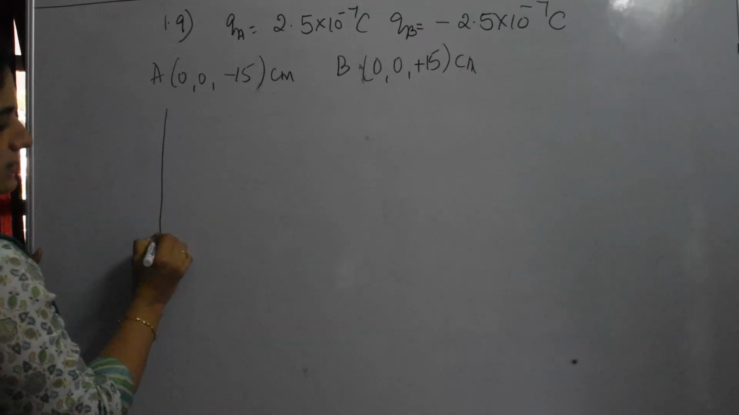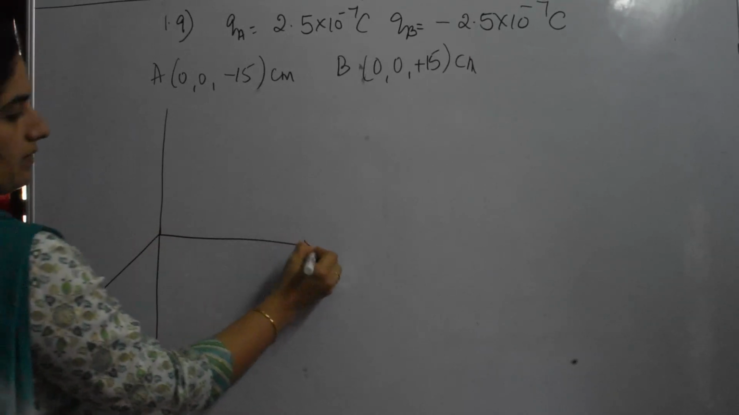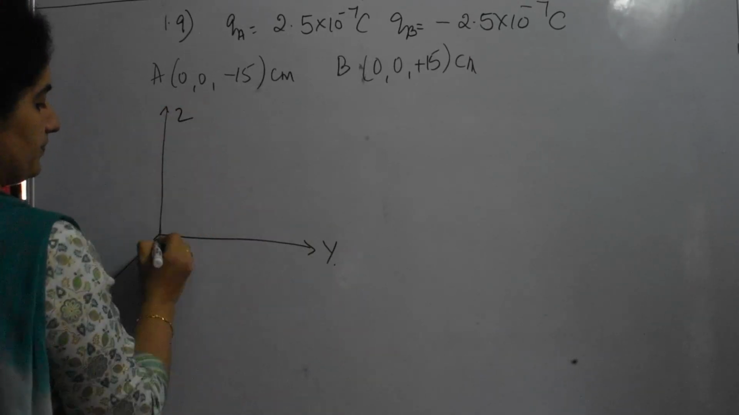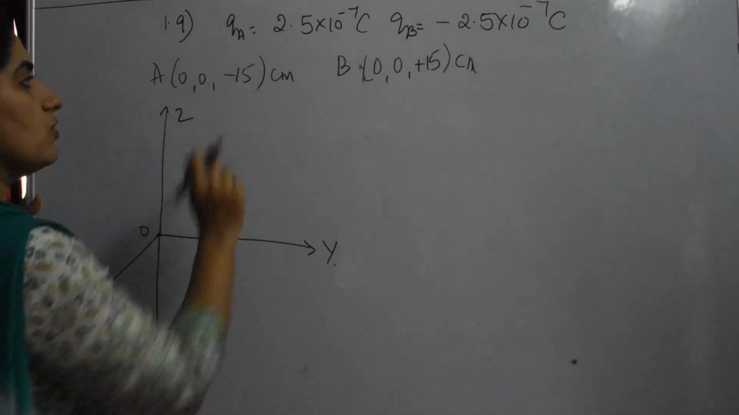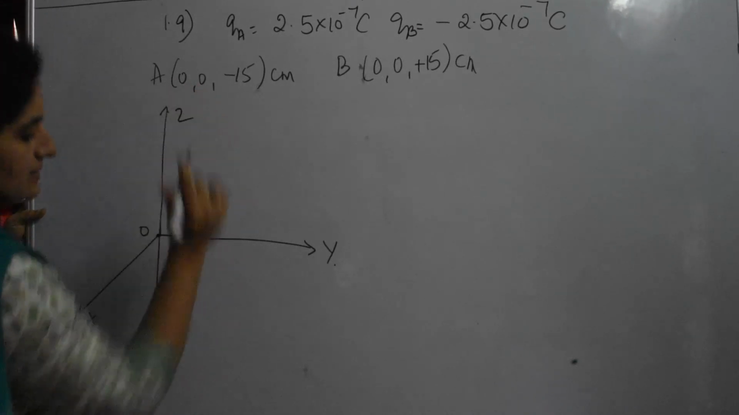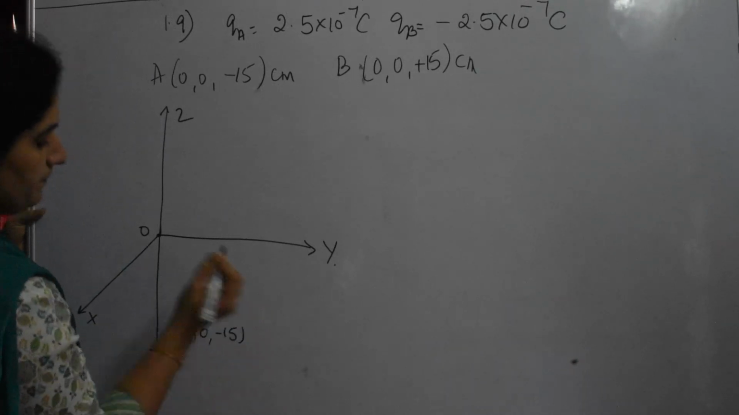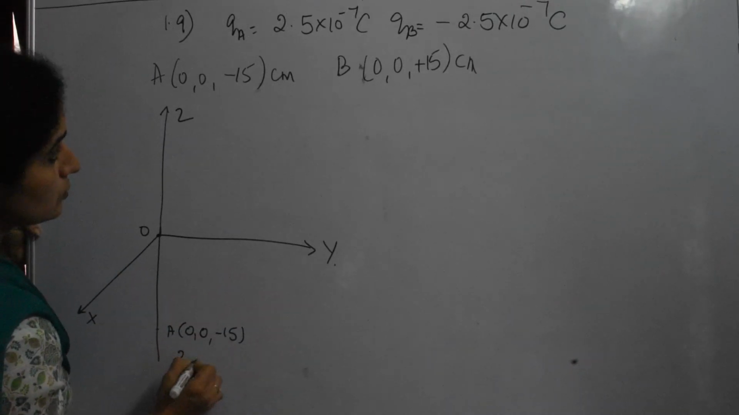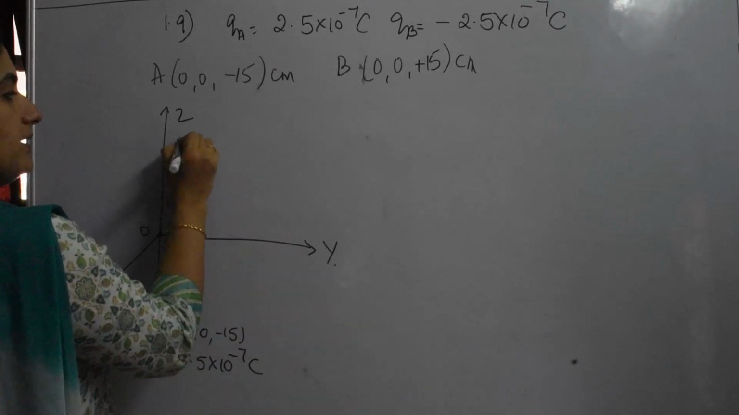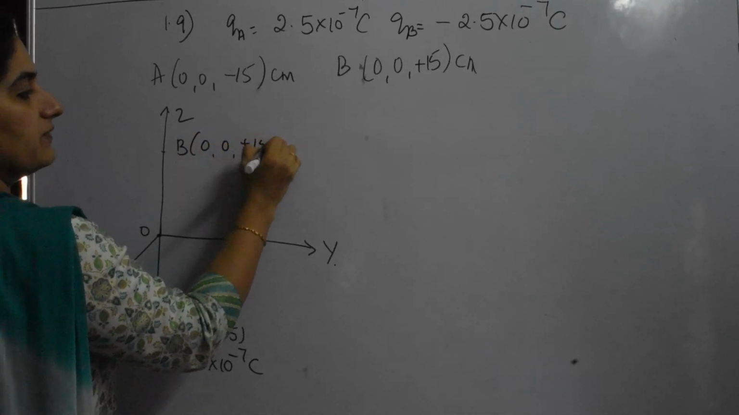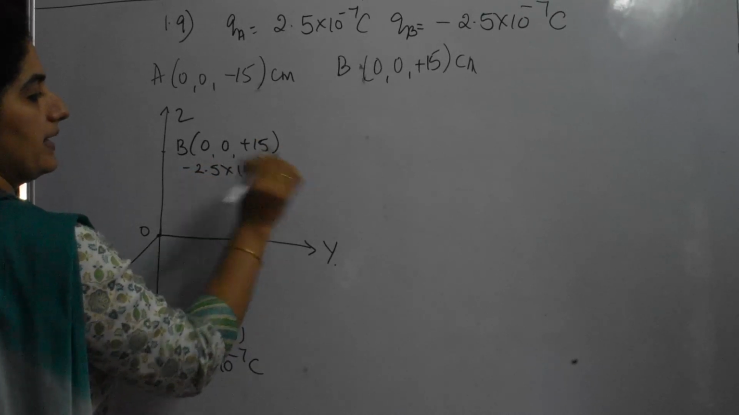So let me represent the 3 coordinates x, y and z. Let O be the center. A is 0, 0, minus 15, with x as 0, y as 0. So A is 0, 0, minus 15 and the charge is 2.5 into 10 to the power minus 7 Coulomb. Let B be 0, 0, plus 15 and the charge as minus 2.5 into 10 to the power minus 7 Coulomb.